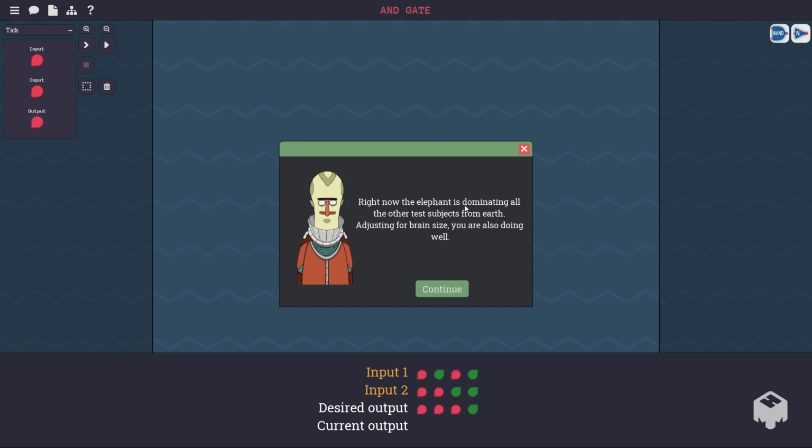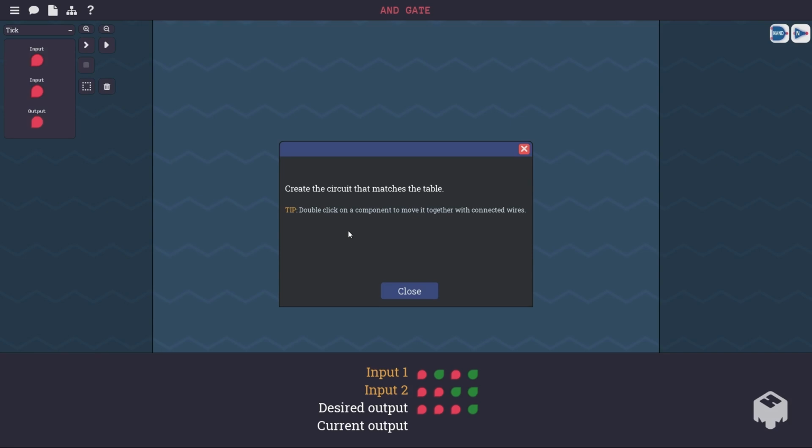Right, now the elephant is dominating all the other test subjects from Earth. Adjusting for brain size, you are also doing well. Create the circuit that matches the table.